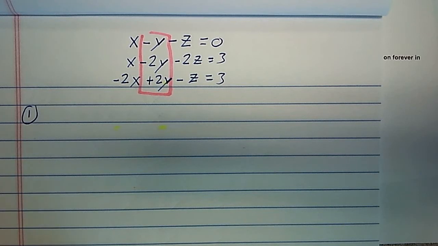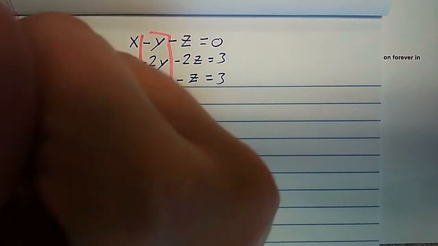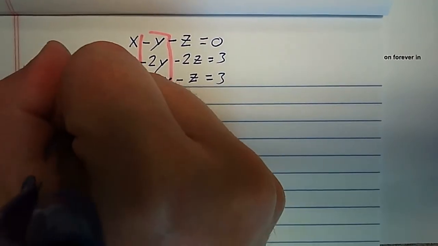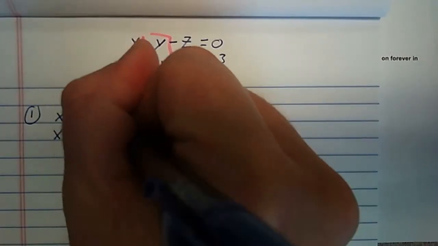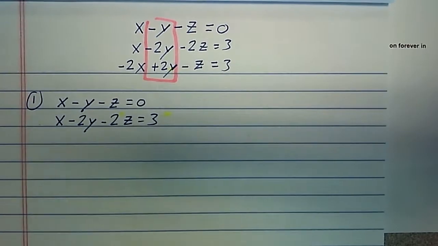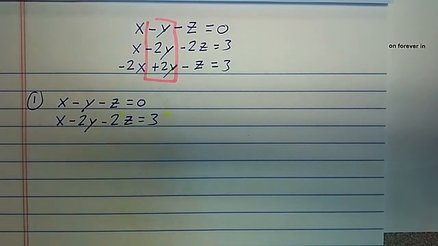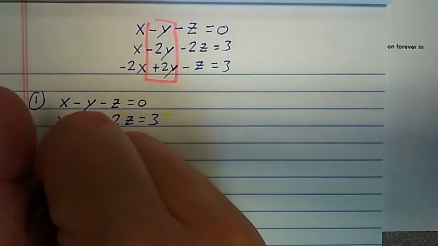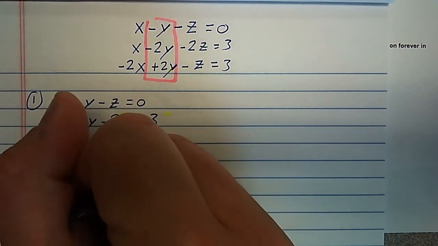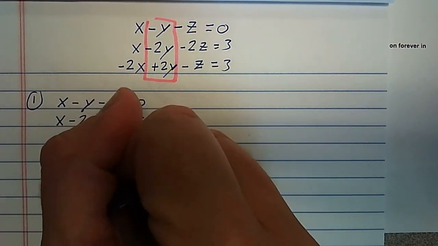And so the first step is you write down the first two equations together. And then you write the last two equations together. And once you see this, you'll see it's really not too bad.